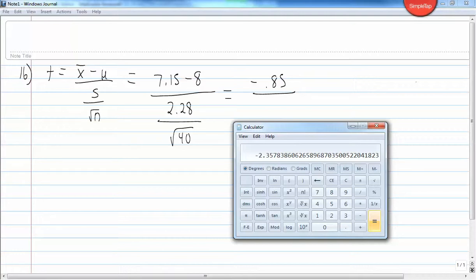Okay, and so this is our test statistic. We want to round test statistics to 2 places or 3 places, usually that's what the problem would ask, 2 or 3 places. So, you know, since we have a lot of big numbers in here, I'll just round it to 3 places. Negative 2.358.